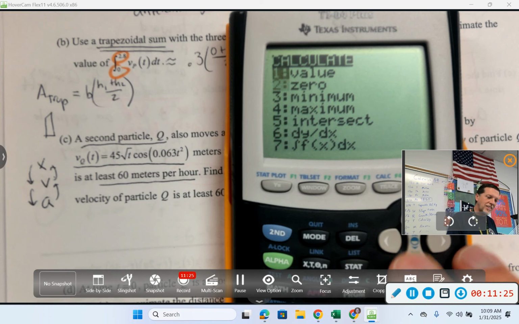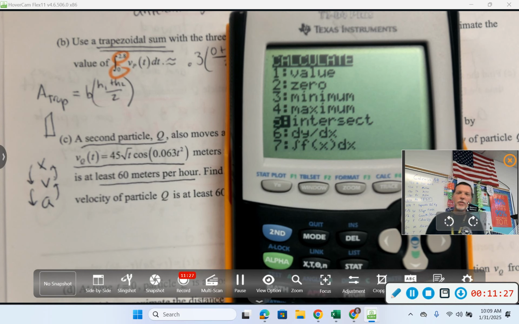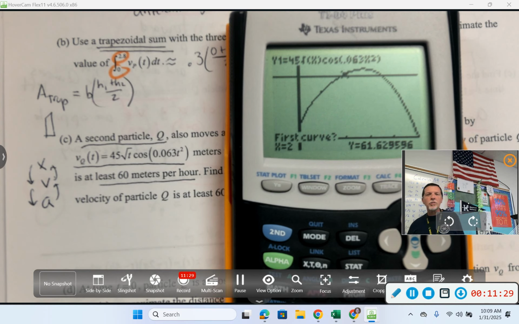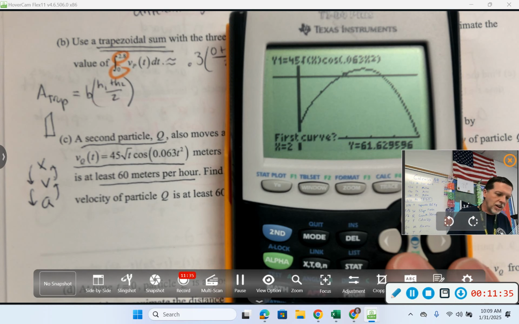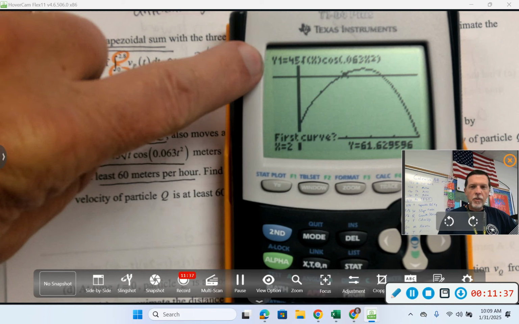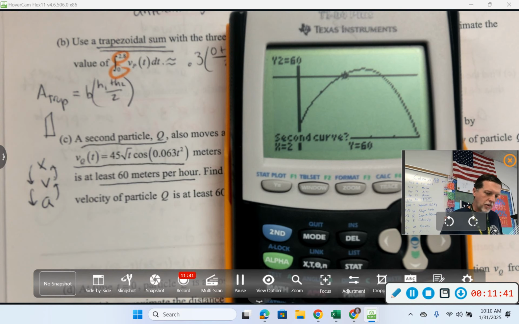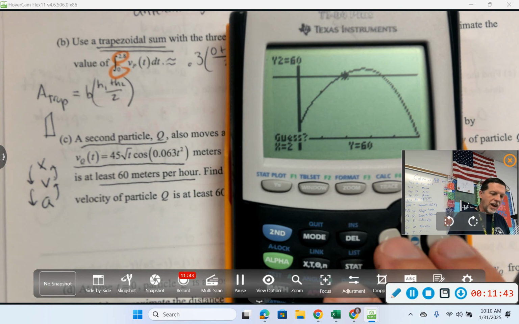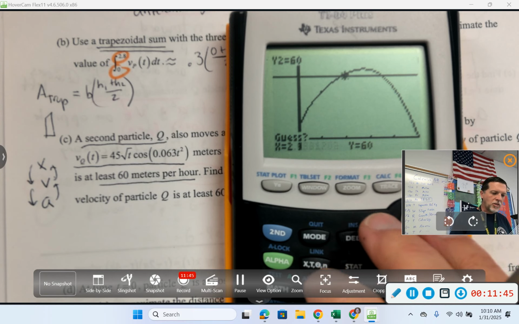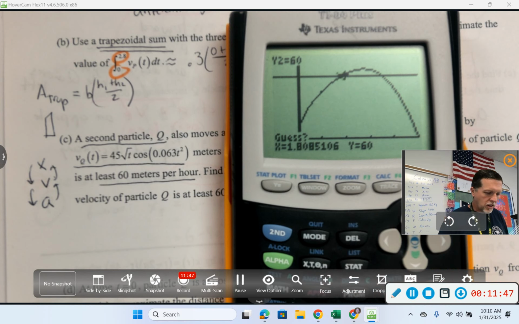Where it intersects. We haven't used intersect before, but press enter and it will walk you through the steps. First curve, question mark? We've only got 2, so this is not really a big deal. So I'll just press enter because I'm on Y1. Second curve, question mark? Y2, yes, that's what I want, so enter. And then guess. I've got 2 options here, and I'll just need to do both. So I'll guess the first one.